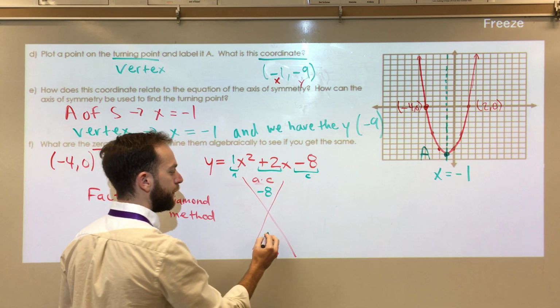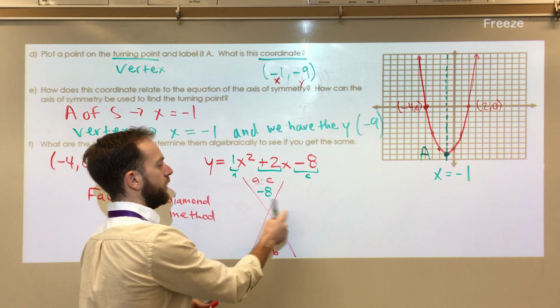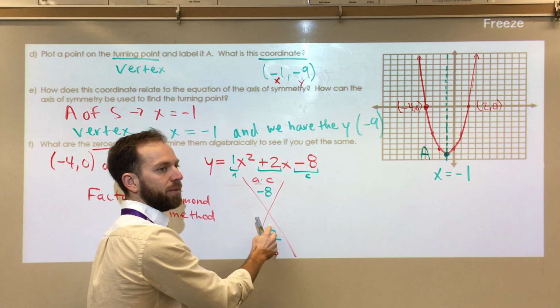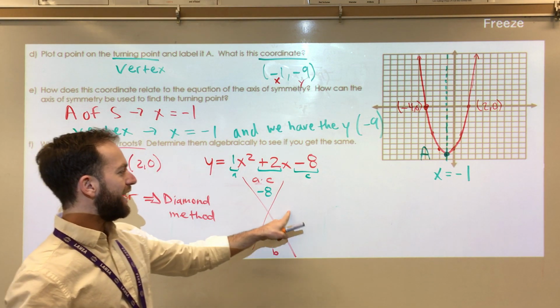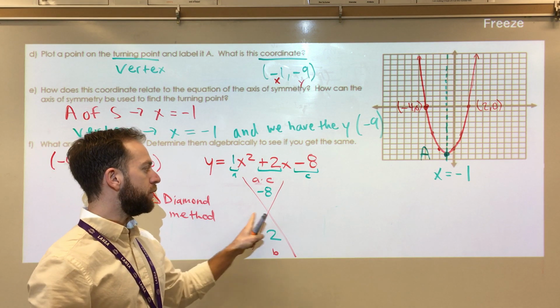and b on bottom would just be 2. So what I'm doing is I'm looking for two numbers that multiply to make negative 8, and then add to make positive 2. So the two things that I can think of are 1 times 8 that make this, or 2 times 4. Pause the video and try and figure out what two numbers go here.